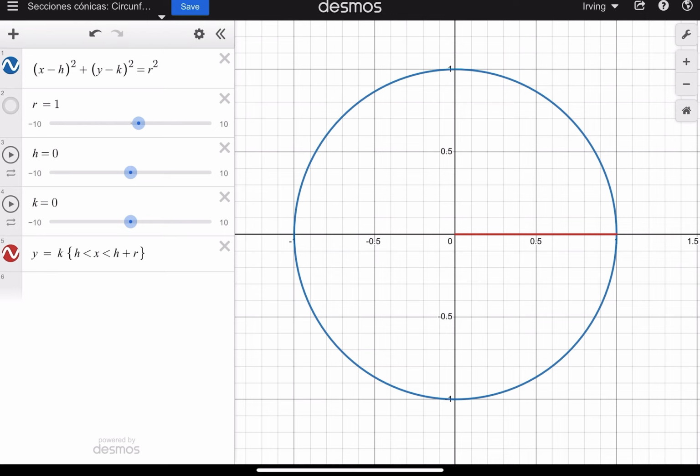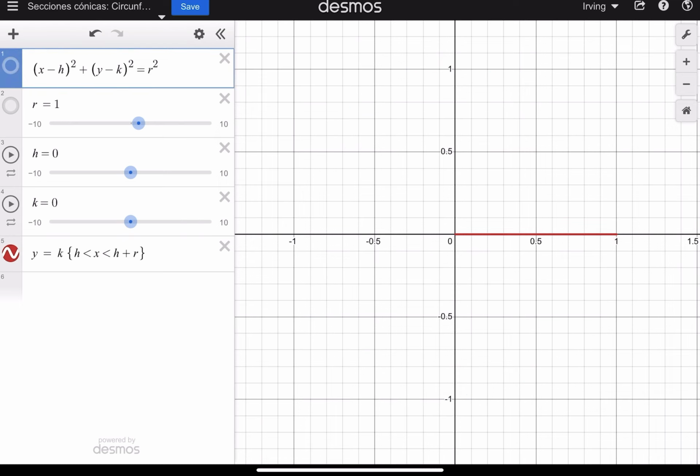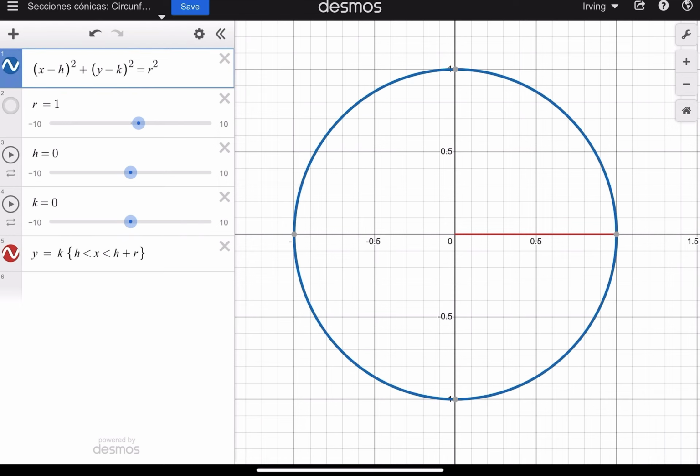Here in Desmos, I wrote the equation of the circle: (x minus h) squared plus (y minus k) squared equals r squared. I have it in blue. This blue is the equation of the circle. In red, you can see the radius. Now, I added a few sliders for h, k, and r because I want to play and see what happens when I change those values.